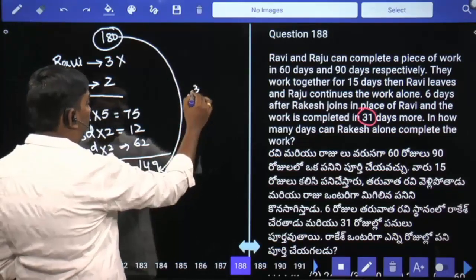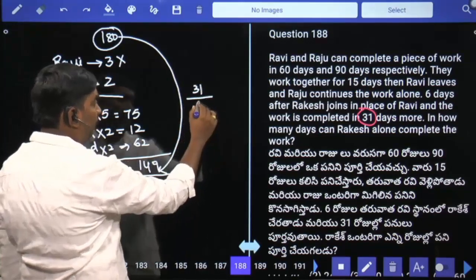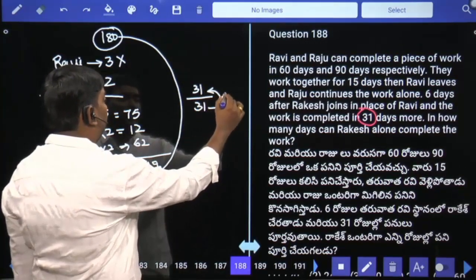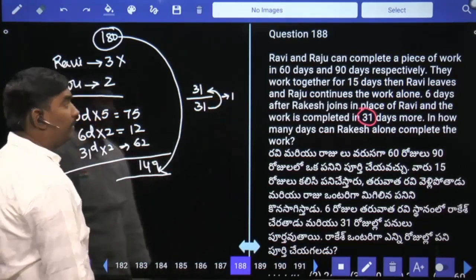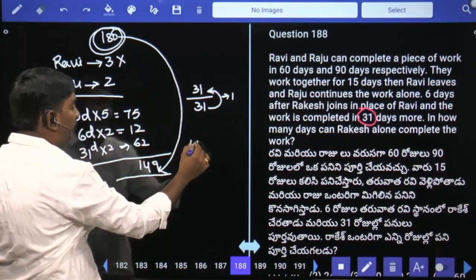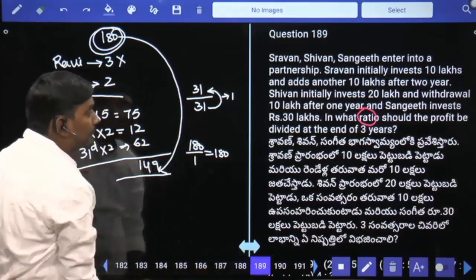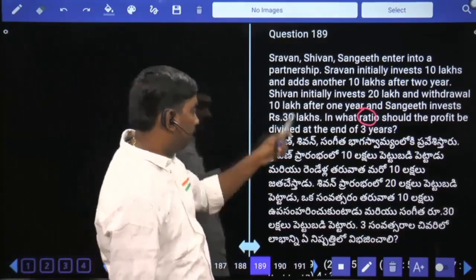The remaining 31 units are done by Rakesh working for 31 days. 31 units in 31 days, per day 1 unit. Rakesh can do 1 unit per day. Then total 180 units means 180 days is your answer. Next.